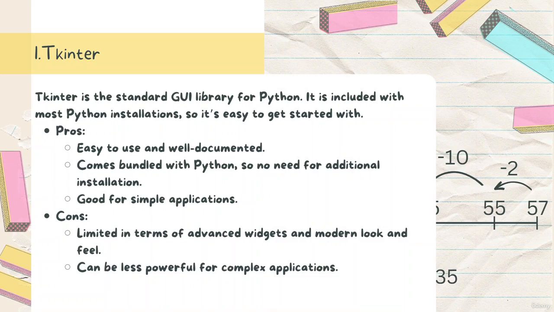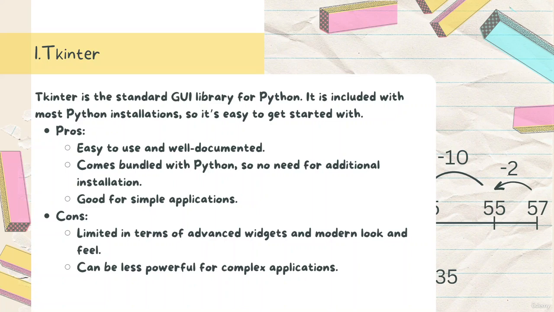Tkinter is the standard GUI library for Python. It is included with most Python installations, so it's easy to get started with. So let's move on with the pros and cons. The pros of Tkinter is that it is easy to use and well documented. It also comes with Python, so no need for additional installation, which is also good for simple applications. The cons of Tkinter is that it is limited in terms of advanced widgets and modern look and feel. Can be less powerful for complex applications.